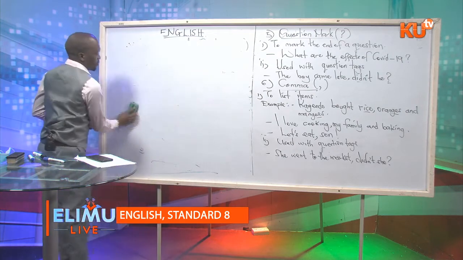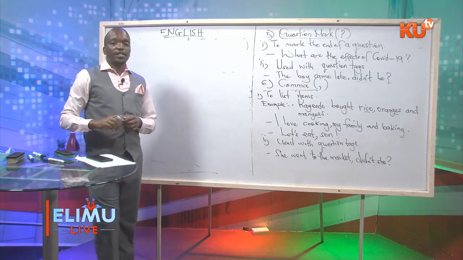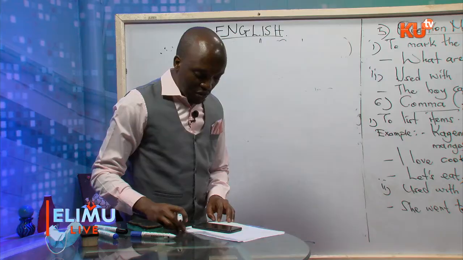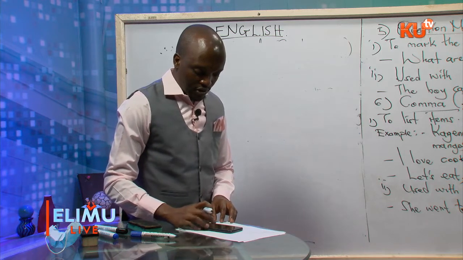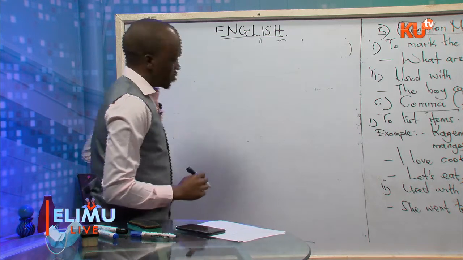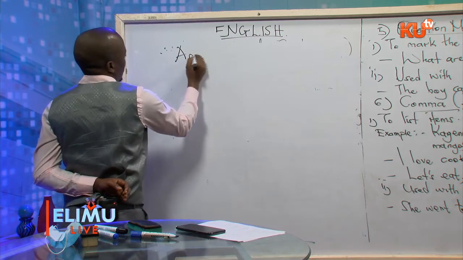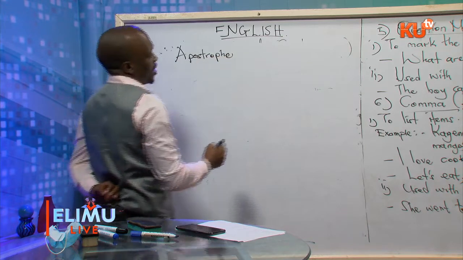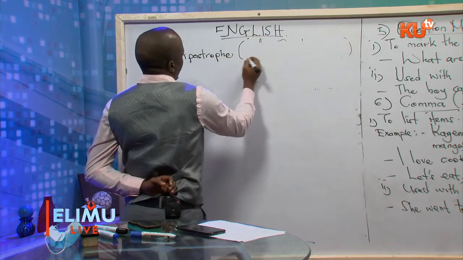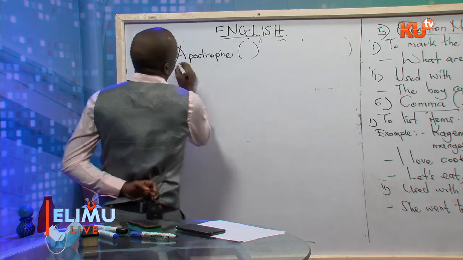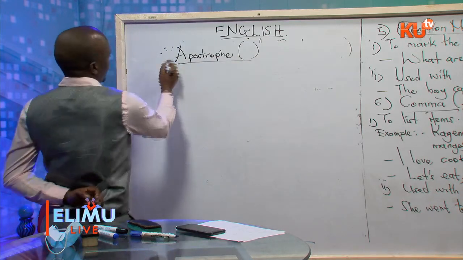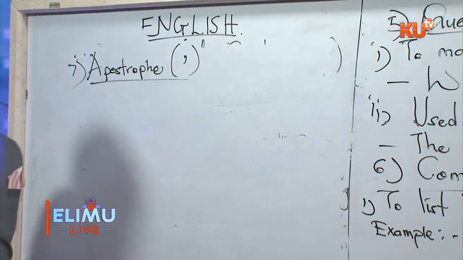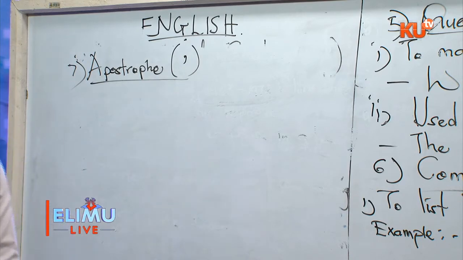A comma can also be used when listing the date, and that one is not part of primary work. So I'll just want to move to the use of apostrophe. Apostrophe. And this is what we call the apostrophe. This should be number 7.